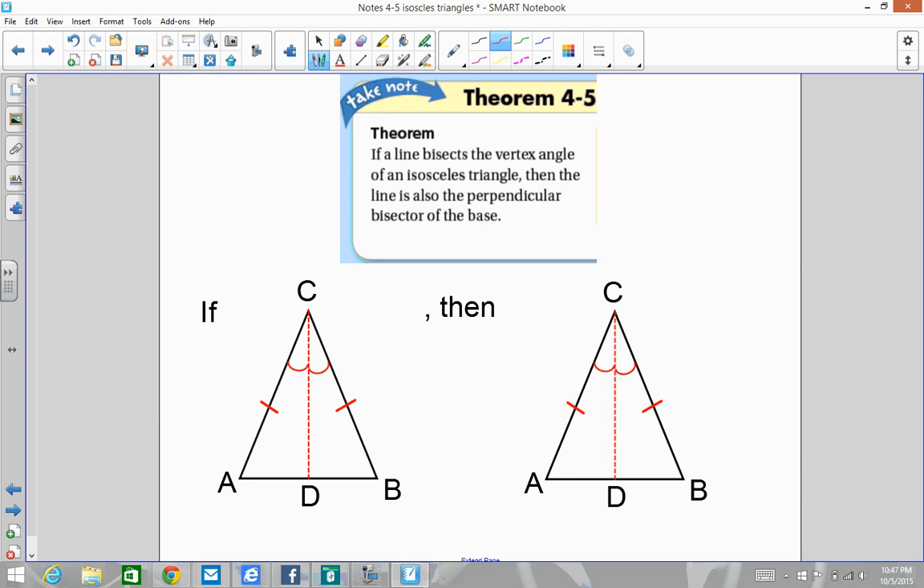So if you have this, then you end up with a right angle here and a bisected base. And so you have a perpendicular bisector. It goes through the midpoint D. All right, so make sure you highlight that there. Have that picture in there.